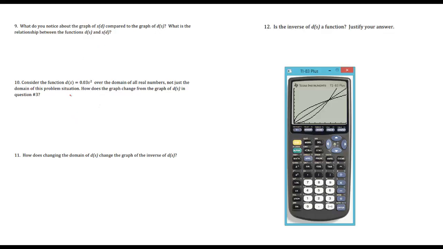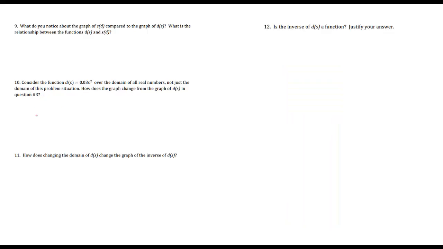Now consider the function d of s is equal to 0.03 s squared over the domain of all real numbers. Okay, so as we were talking about it earlier, we said the domain would be from 0 to infinity because they could never have a negative speed. But now we're just saying, let's just look at the equation. How does the graph change from the graph of d of s?